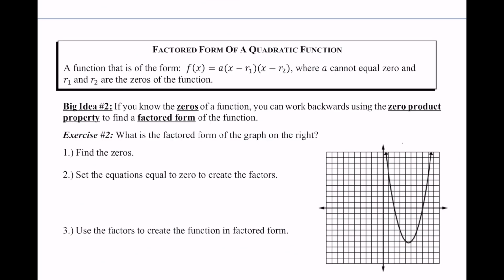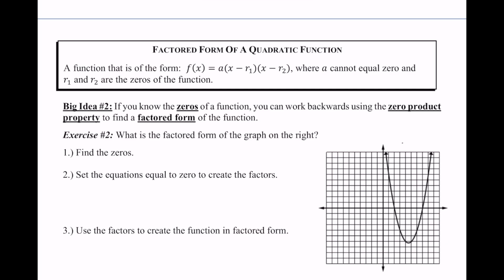At this time, I'd like to formally define what a factored form of a quadratic function is. That would be when a function is of the form f of x equals a times a factor (x - r sub 1) times a factor (x - r sub 2). A cannot equal 0, and r sub 1 and r sub 2 represent the zeros of the function.